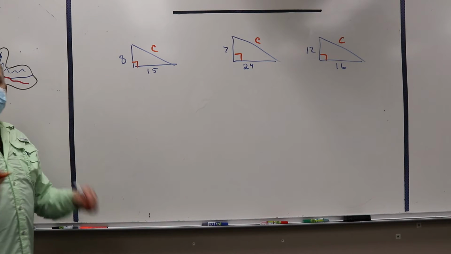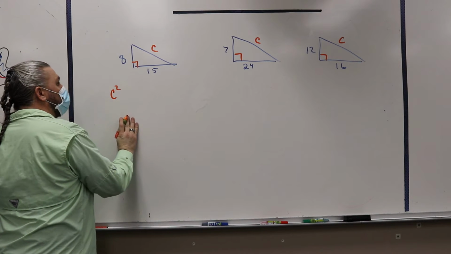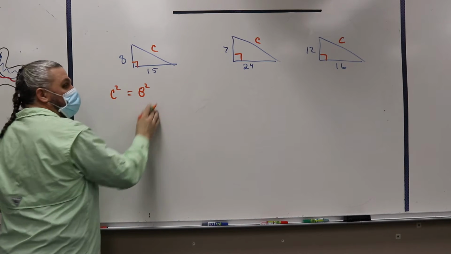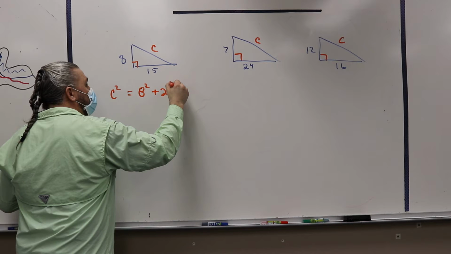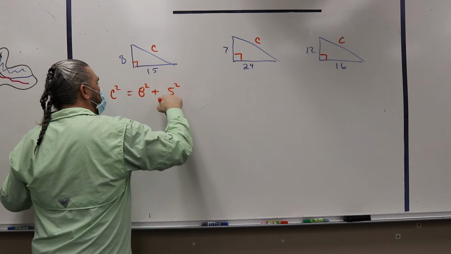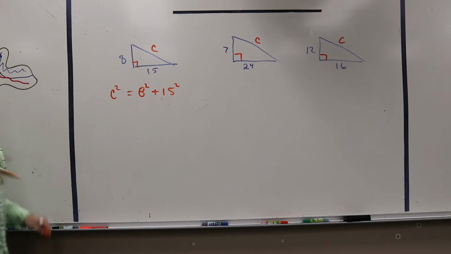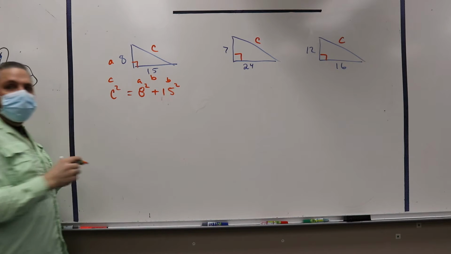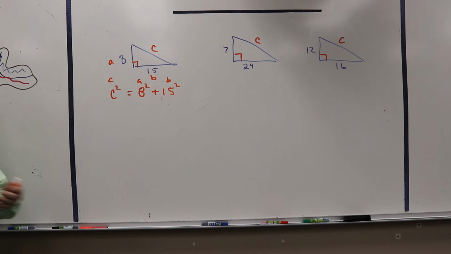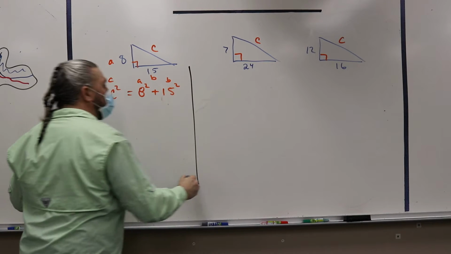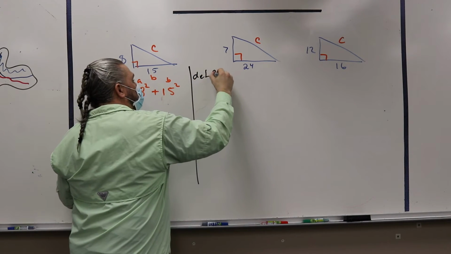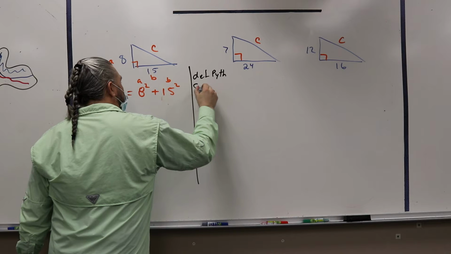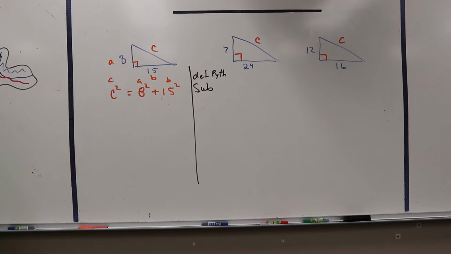Okay. So what does C squared equal? It equals 8 squared plus 15 squared, because A squared plus B squared equals C squared, right? So we plug them in. Definition of the Pythagorean theorem. Right? Substitution. Right? Then what?